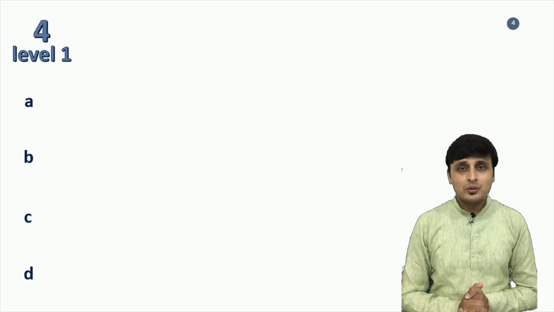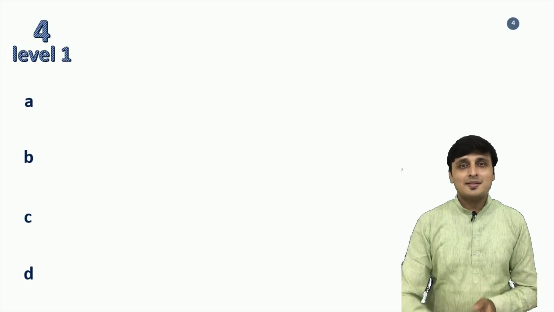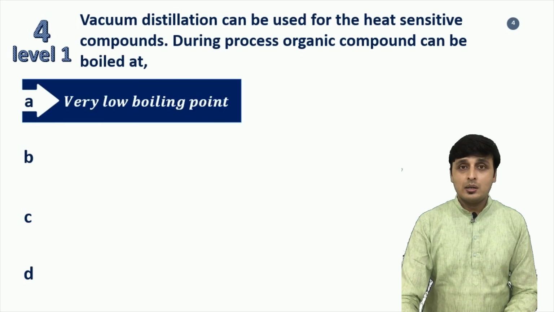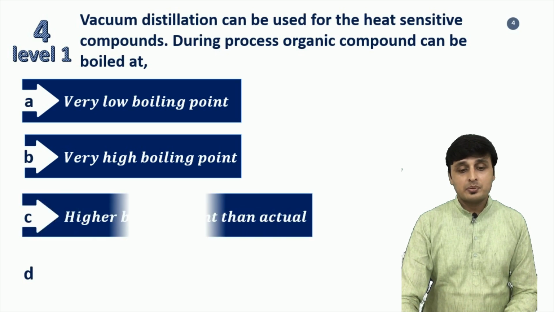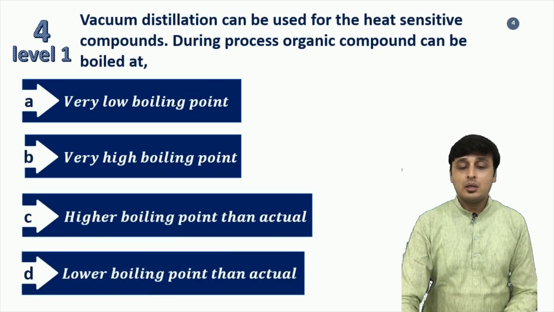Now presenting the fourth question of the show, question 4, level 1, and the question is: vacuum distillation can be used for heat sensitive compounds. During the process, the organic compound can be boiled at. Options are option A, very low boiling point, option B, very high boiling point, option C, higher boiling point than the actual, and option D, lower boiling point than the actual.